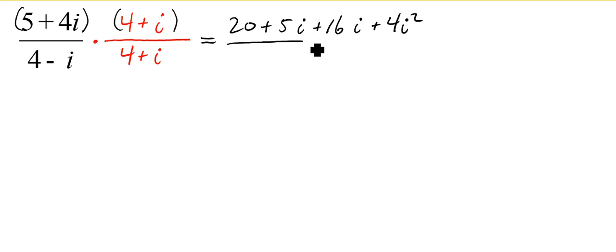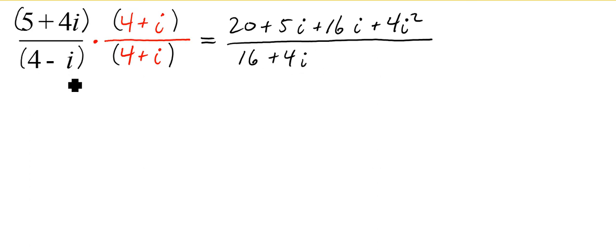Now on the bottom we'll go ahead and FOIL as well, and we'll see why we want to choose the conjugate here. So 4 times 4 is 16. 4 times i is plus 4i. Negative i times 4 would be minus 4i. And then negative i times i is minus i squared.